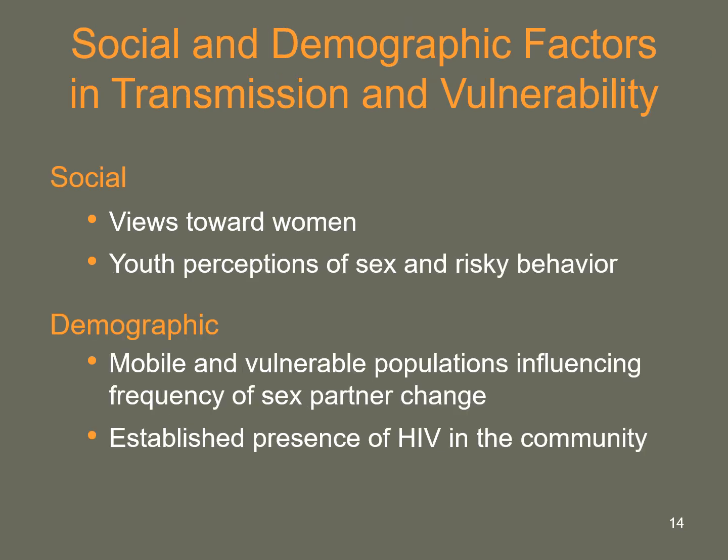Social and demographic factors in transmission and vulnerability. Social views toward women. Mostly men have a wrong perception towards women. Even people have a wrong perception towards women. Men think they can marry any woman, they can have a sexual affair with any woman. That's how a man thinks.